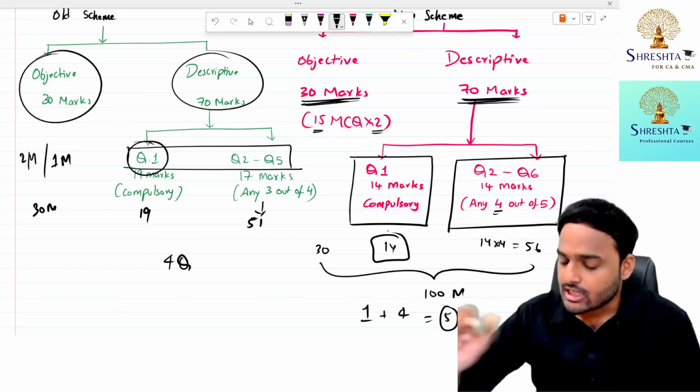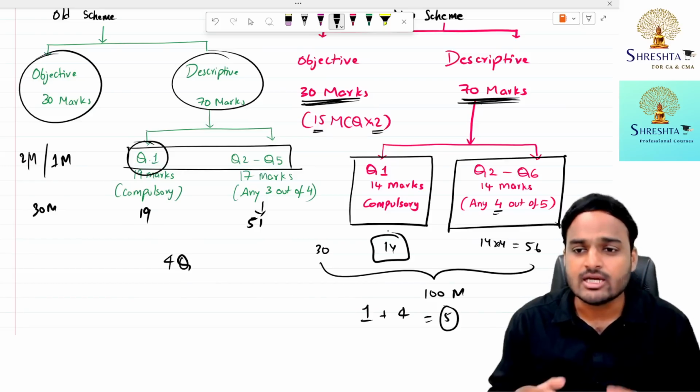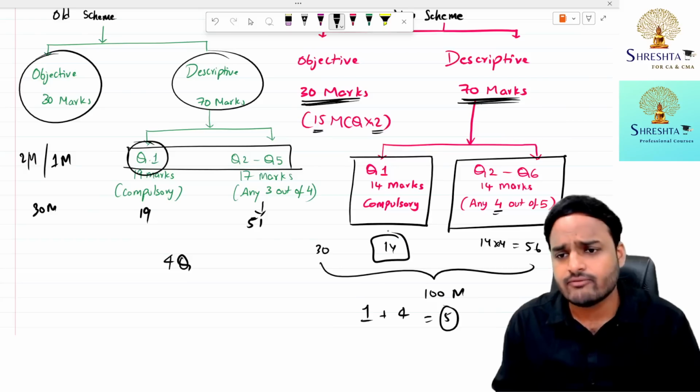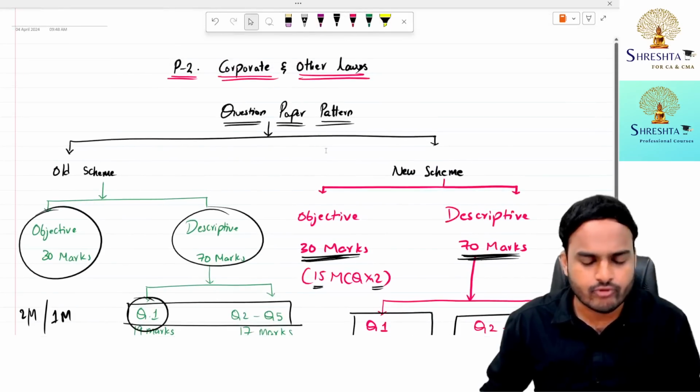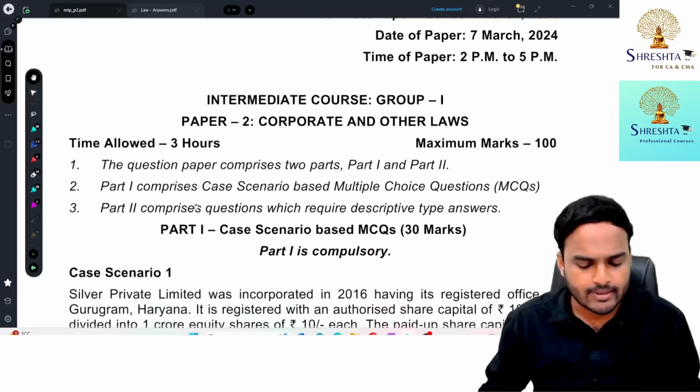So with this, the number of descriptive questions has been increased. That means the chances of getting questions from each and every topic are very, very high. So this is all about the question paper pattern. Now let's continue our discussion with the mock test paper.